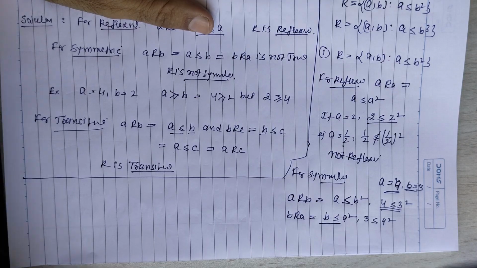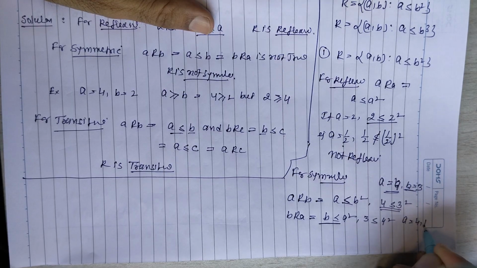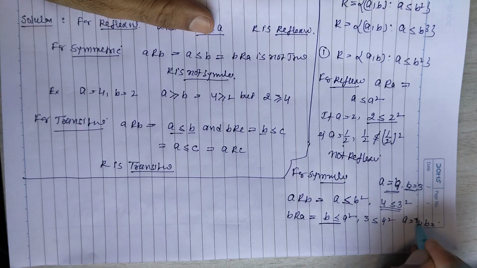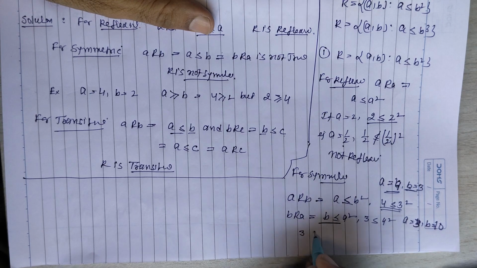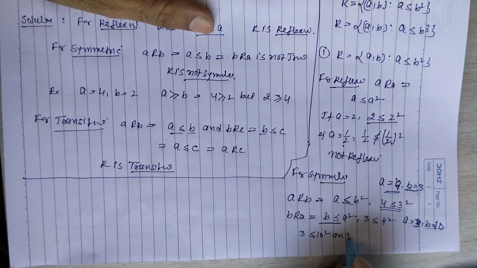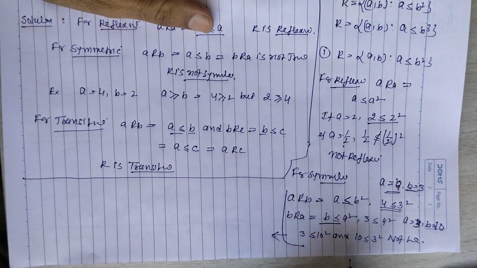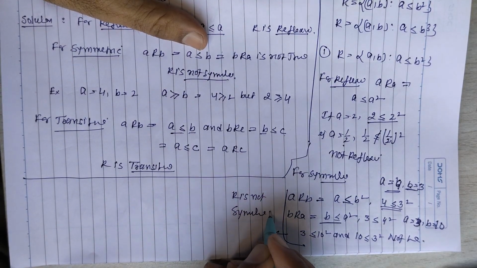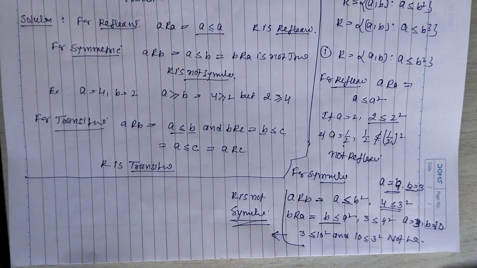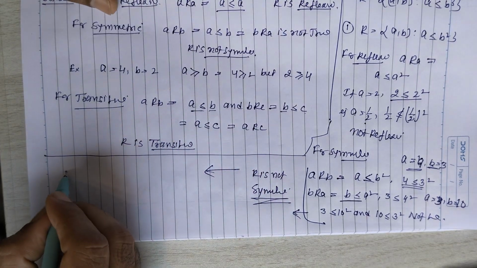You can choose another value. Suppose a is equal to 3 and b is equal to 10. Then a equal to 3 is smaller than or equal to 10², and what about b? 10 is smaller than or equal to 3²? Not true. If you can prove any one condition wrong, then it is not correct. So R is not symmetric. If any one condition is not satisfied, the whole argument is untrue. And we can also check for transitive.